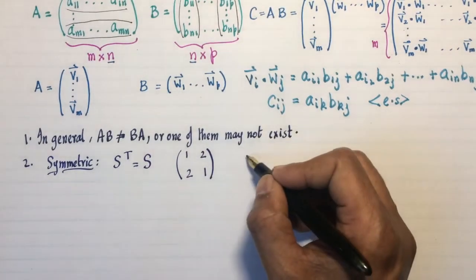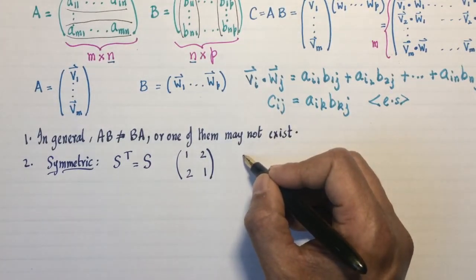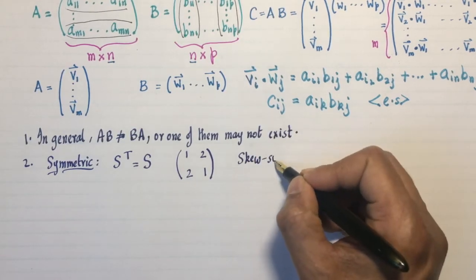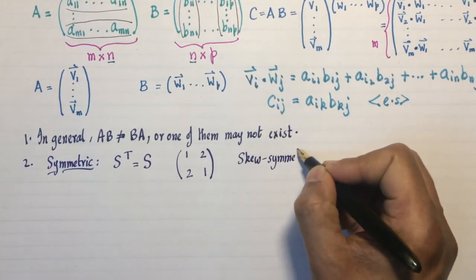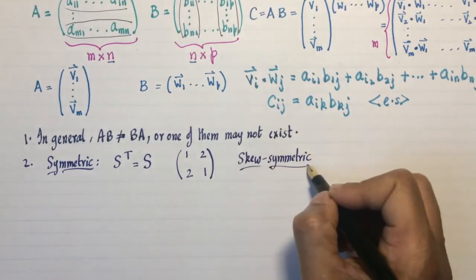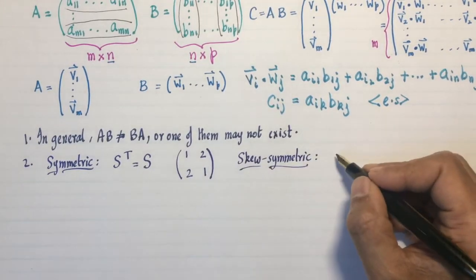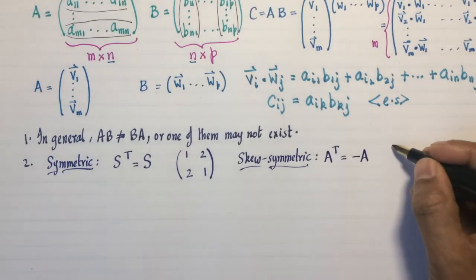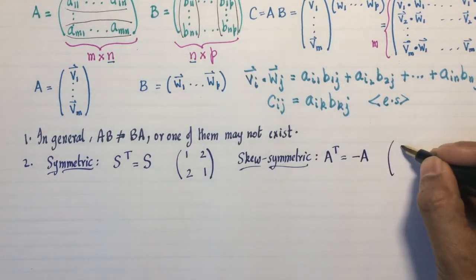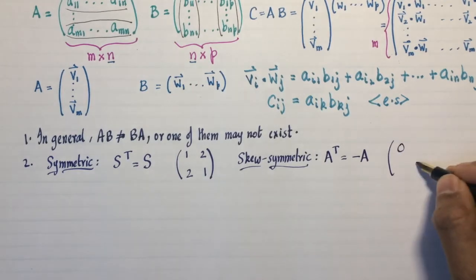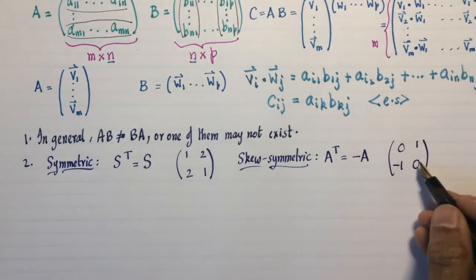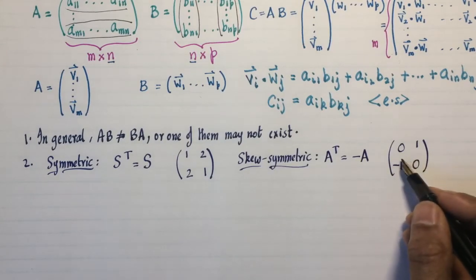Then you have the concept of a skew-symmetric matrix, or sometimes simply called antisymmetric. A skew-symmetric matrix would be one that has A transpose equals minus A. Now the characteristic of a skew-symmetric matrix is that the diagonal is always 0. So how about something like that? That does satisfy A transpose.